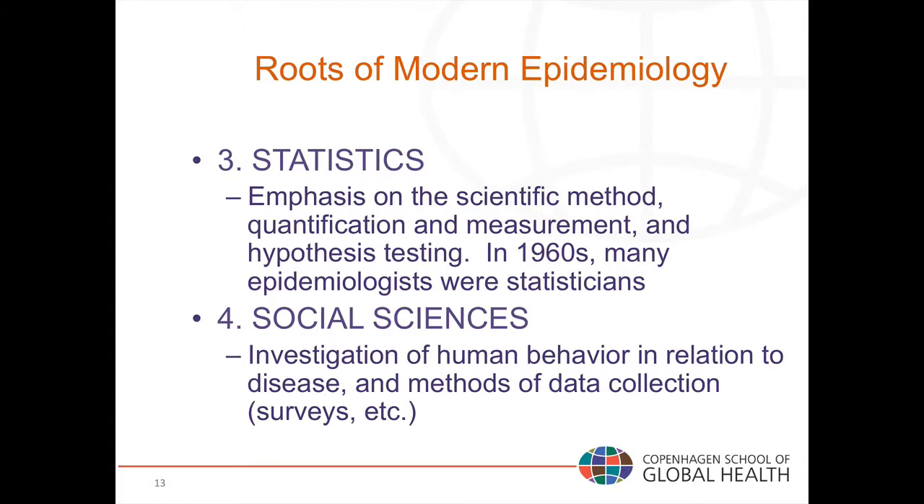The next root, a younger one, is in statistics. Thanks to advanced statistical scientific methods, a lot of new type of research was able to be undertaken. And then since the 60s, many of the epidemiologists, including some of my teachers, were actually statisticians by background. Younger then is the addition of social sciences and their methods into epidemiology.